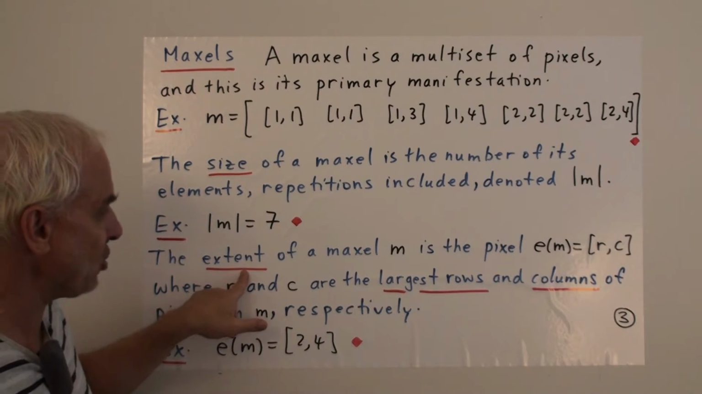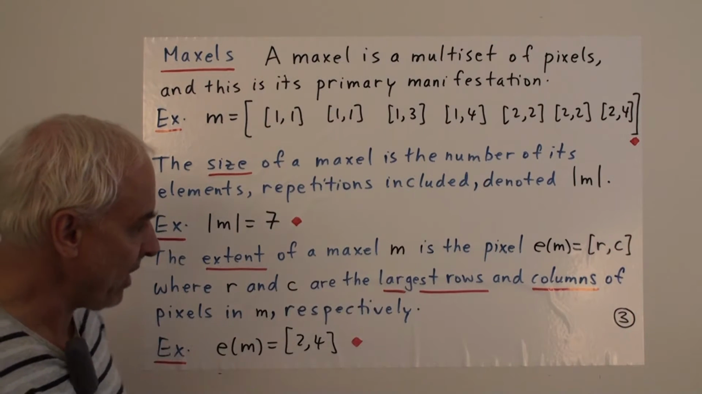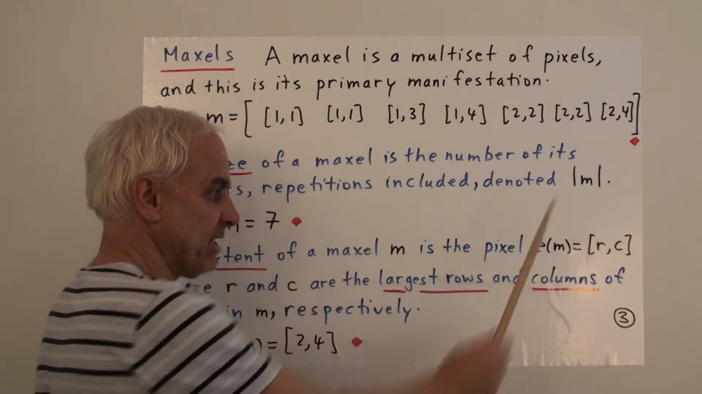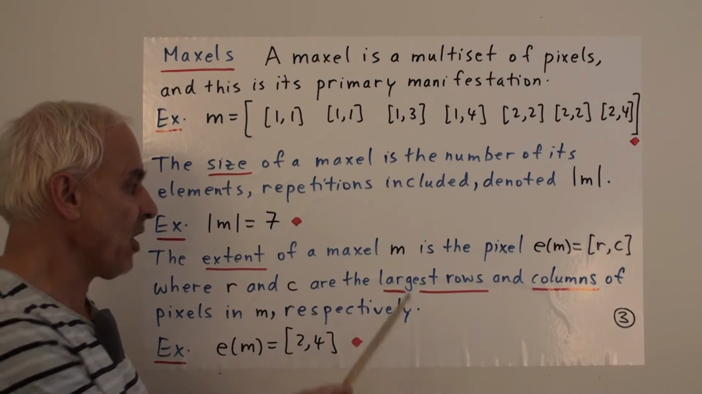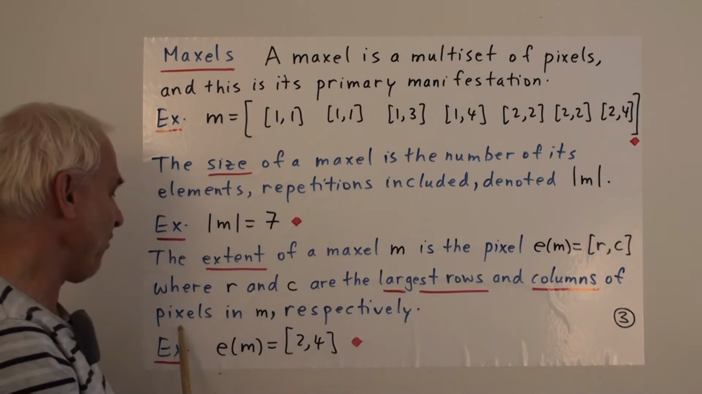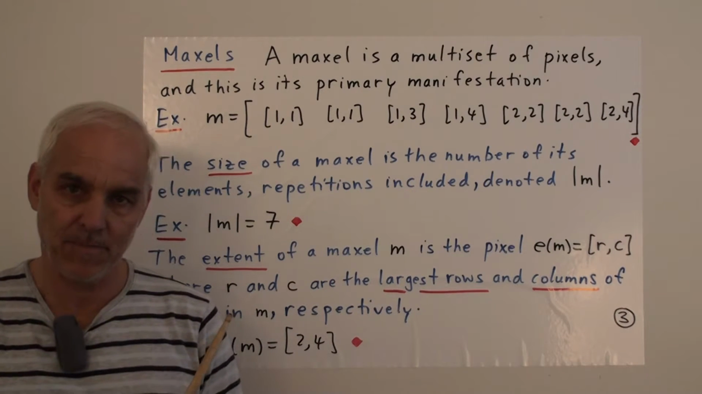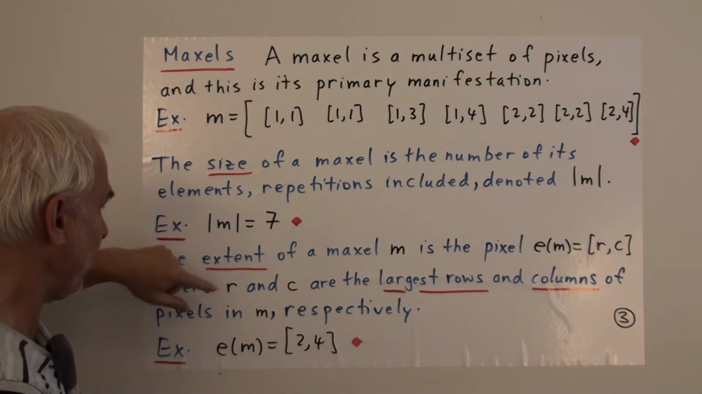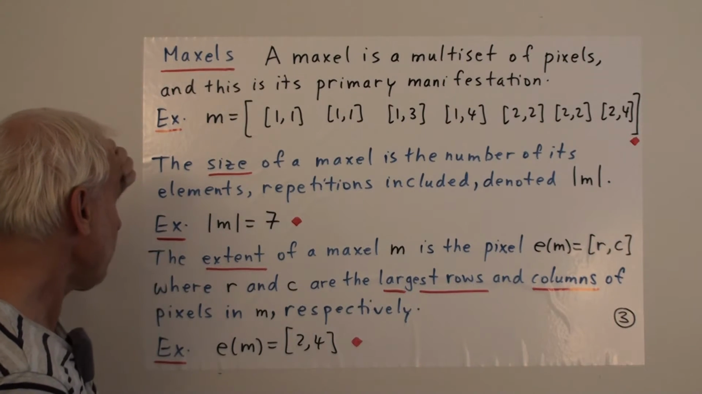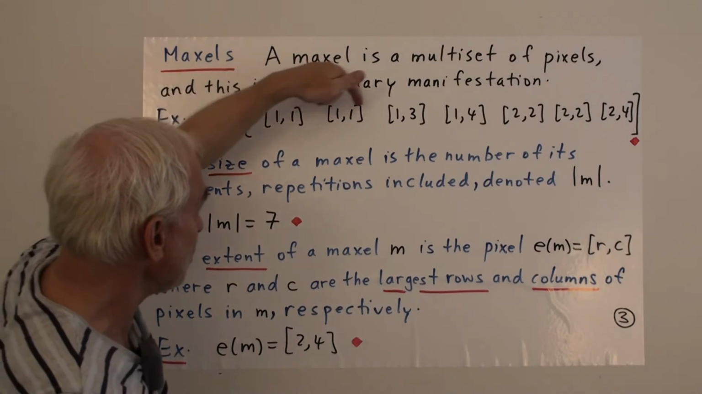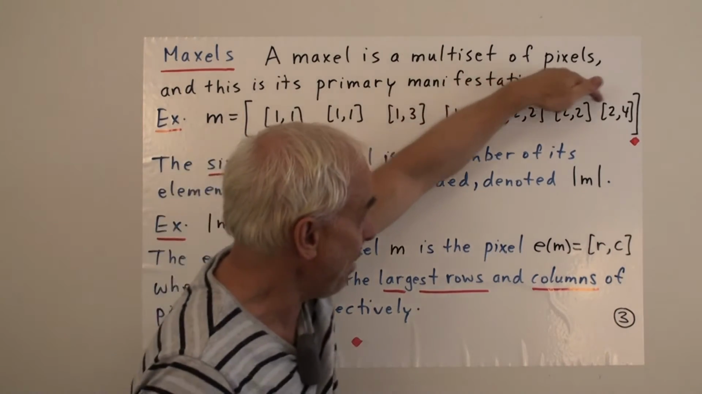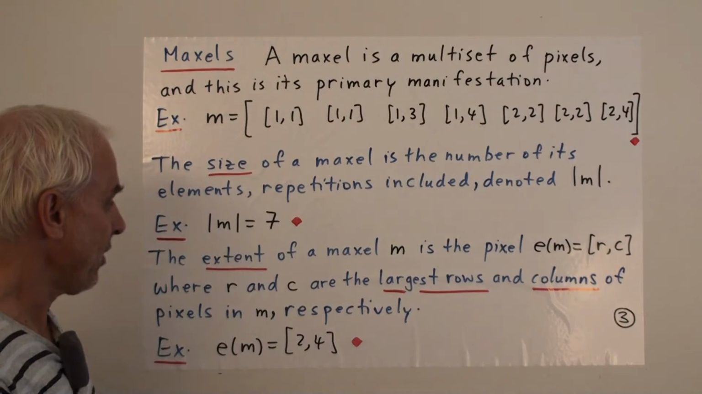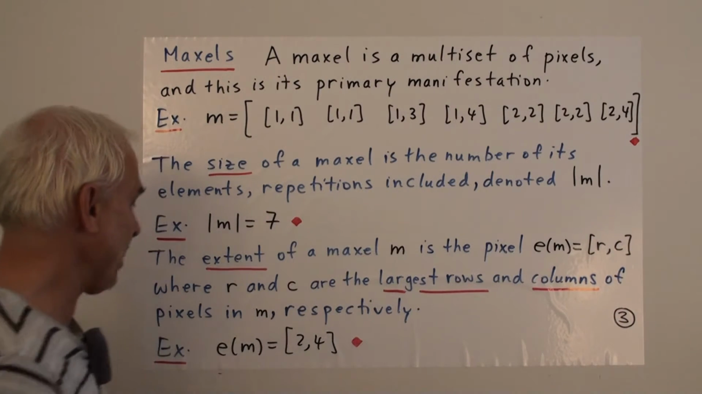Another kind of measure of how big a Maxwell is, is this other idea, the idea of the extent of a Maxwell. So the extent of a Maxwell M is a pixel, E of M, which is R, C, where R and C are the largest rows and columns of pixels in M, respectively. So let me explain that. What we're going to do to find R of this Maxwell is to look at the various R's of the various pixels in M, and we see that the biggest one is 2. All right. So the R value for this Maxwell will be 2.